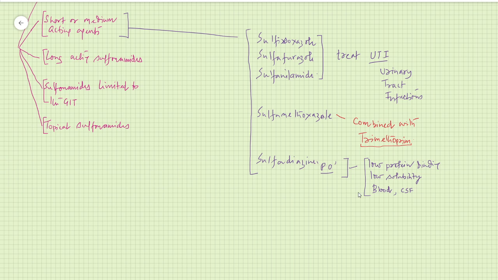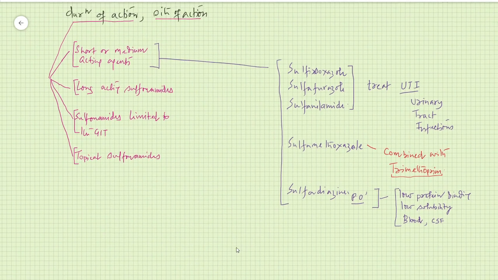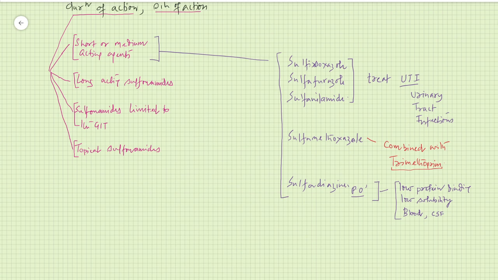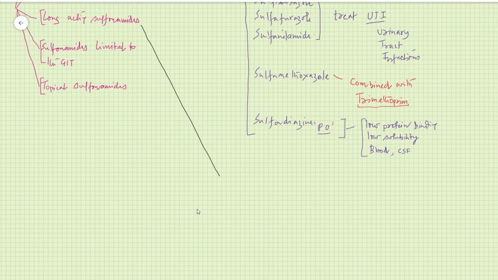Let's take up the next classification, which is long-acting sulfonamides. So what are long-acting sulfonamides? From the name itself, they are long-acting, meaning they've got a half-life that ranges from about 100 to 230 hours. So that is quite long-acting.